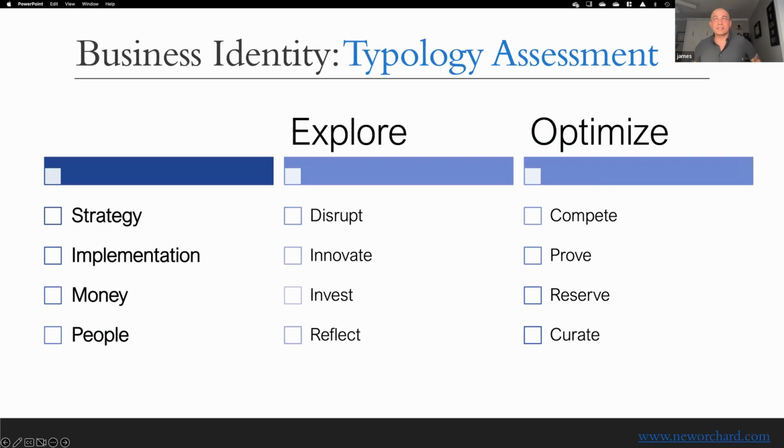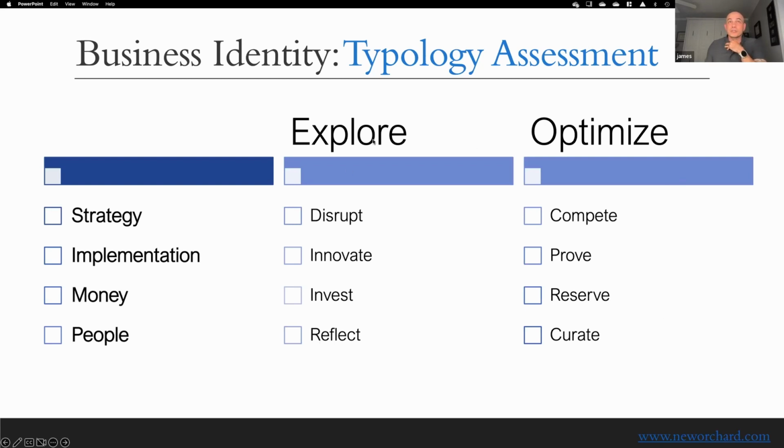The business identity is a typology assessment. We built this on a foundation of complexity theory, where there's a spectrum that goes from exploration to optimization. In complexity theory terminology, it's really exploration versus exploitation. Are you exploiting the resources you have, or are you exploring for new opportunities? Exploitation just sounds bad in a business context, so I like to use the term optimization. They're very similar in context, particularly in a business sense.